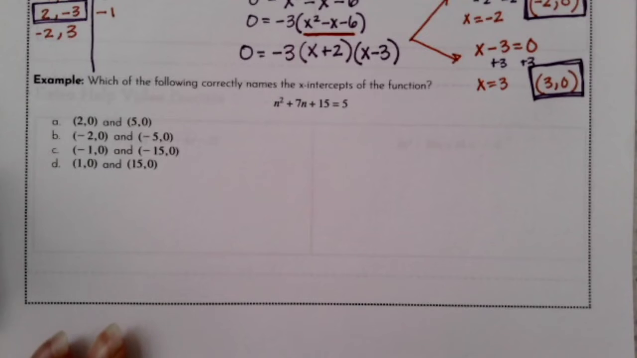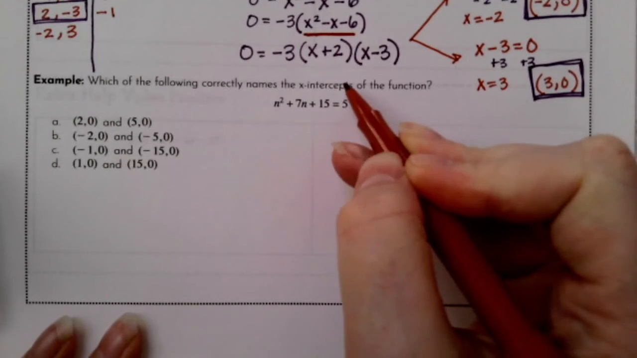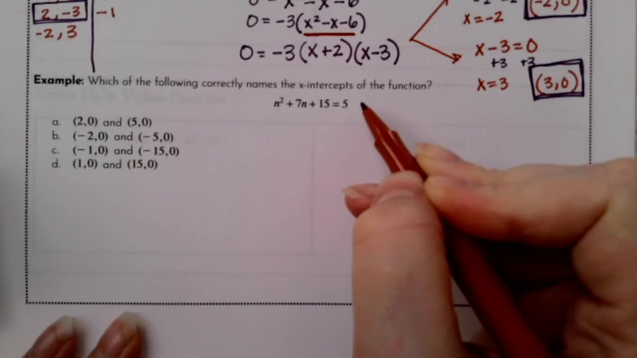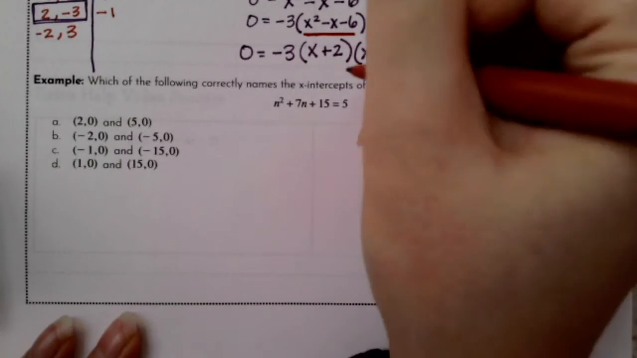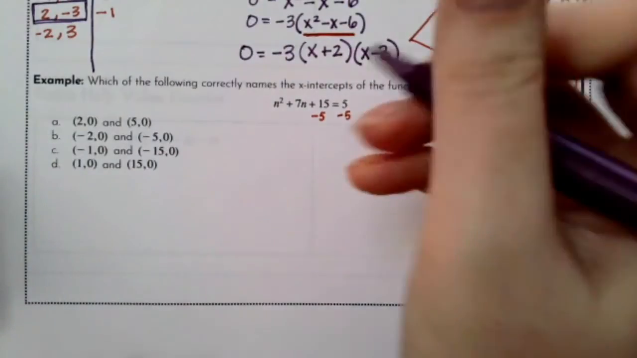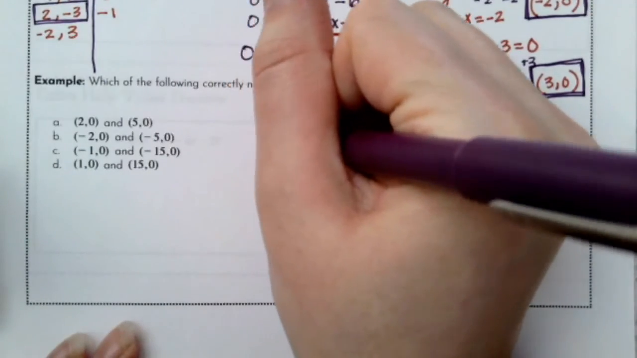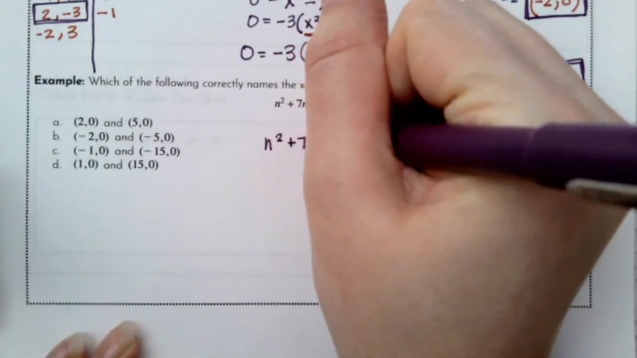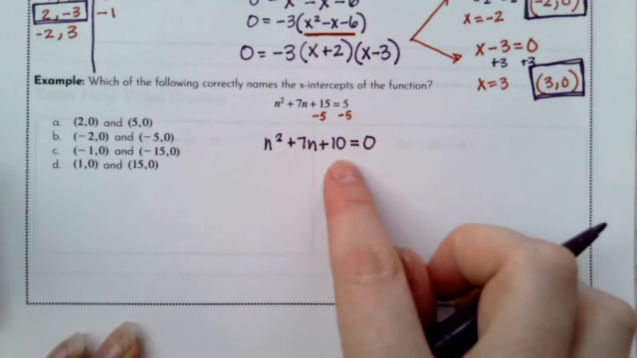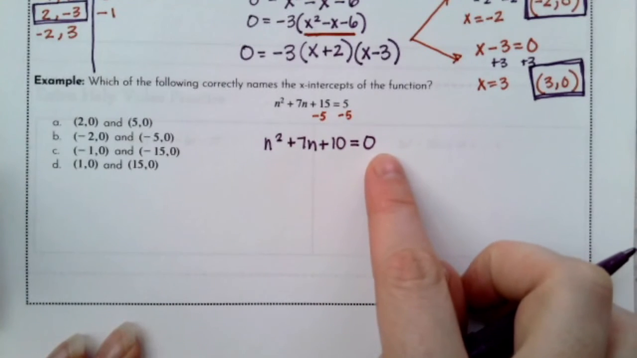So step 1 is to make sure that all of the quadratic is on the same side, but you can see like this 5 is on the other side. It needs to be over here with us, and it's not. So I'm going to subtract 5 from both sides to get rid of this. So then I end up with n squared plus 7n plus 10 equals 0. And now everything's on the same side and it's equal to 0, which is what I want.